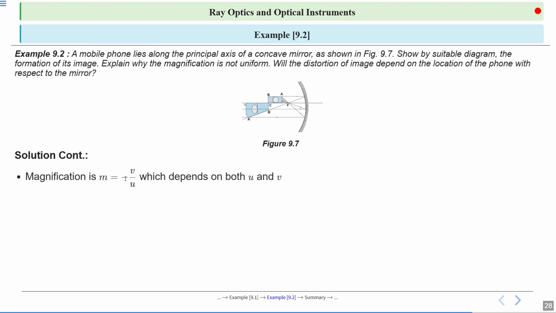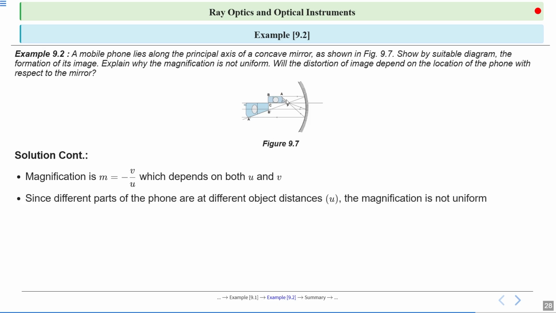Magnification is M equal to minus V by U, which depends on both U and V. So magnification depends on object distance. This A is closer to the mirror and placed between C and F, and this B is on C. Different parts of the phone are at different positions: the A part is between focus and center of curvature, the B part is at center of curvature. So different parts of the phone are at different object distances. That's why magnification is not uniform.